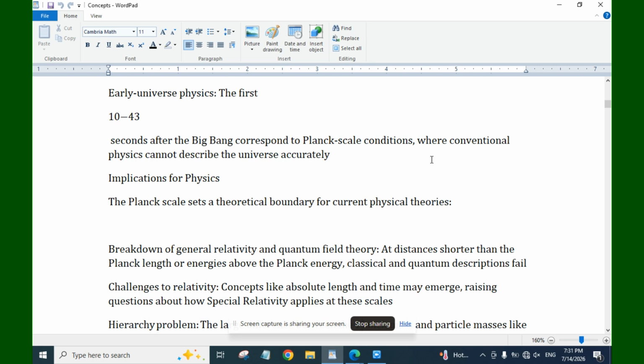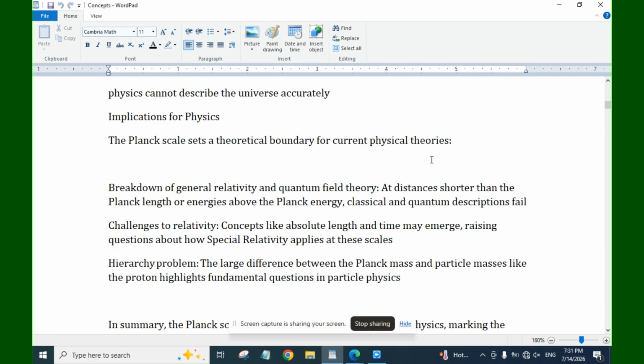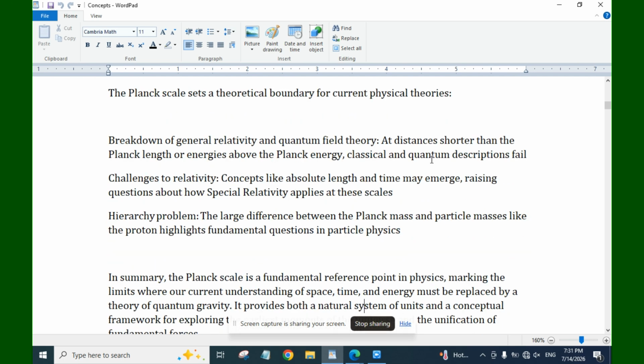Implications for physics. The Planck scale sets a theoretical boundary for current physical theories. General relativity and quantum field theory break down at distances shorter than the Planck length or energies above the Planck energy. Classical and quantum descriptions fail. Challenge to relativity. Concepts like absolute length and time may emerge, raising questions about how special relativity applies at these scales. Hierarchy problem. The large difference between the Planck mass and particle masses like the proton highlights fundamental questions in particle physics.